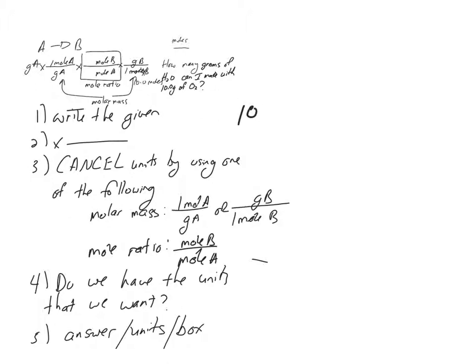Number 1, write the given. I times line. I cancel moles of O2 on the bottom. I look at step 3. Should I use molar mass or mole ratio? Again, I have to use the mole ratio in every problem, and also if I want to convert from one ingredient to another ingredient, let's say moles of O2 to something else, let's say moles of H2O, I need to use the mole ratio.